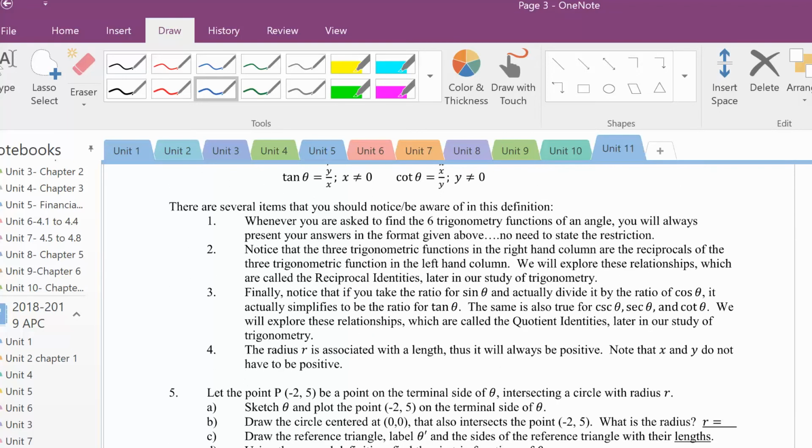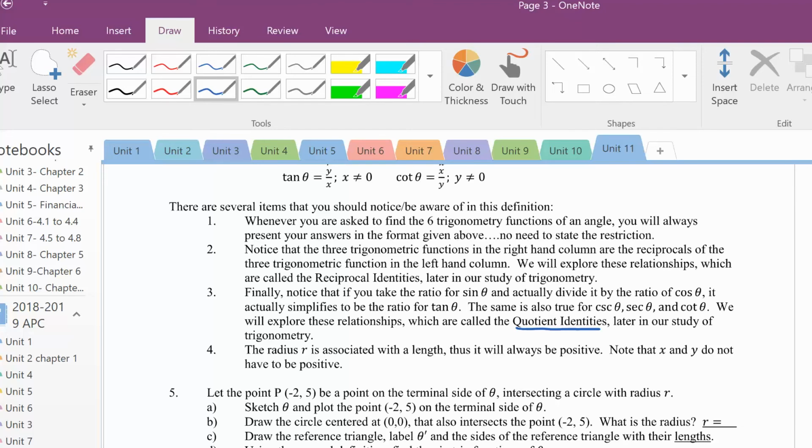And it says there are several items you should be aware of. Whenever you're asked to find the 6 trigonometric functions of any angle, you will always present your answers in the format given above. No need to state the restrictions. Notice that the 3 trigonometric functions in the right-hand column are the reciprocals of the 3 in the left. We've talked about that with right triangles. Finally, notice that if you take the ratio for sine and divide it by the ratio of cosine, it will give you tangent. You don't really need to know that right now. That's what's called a quotient identity. Next year in pre-calc, we'll talk about that.